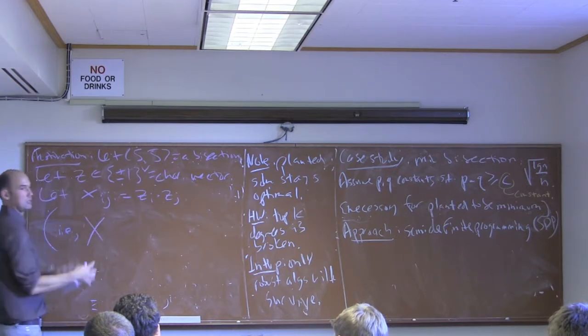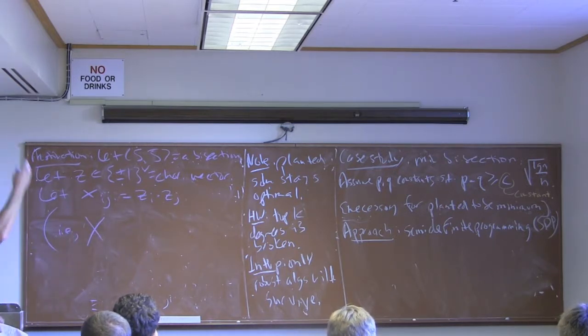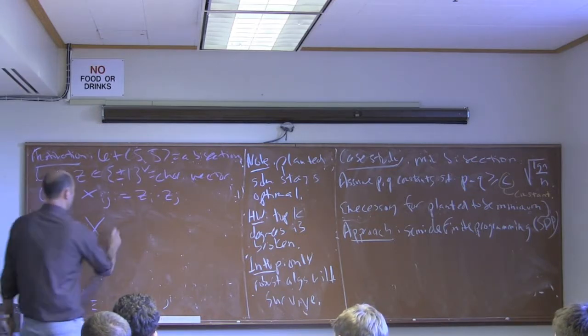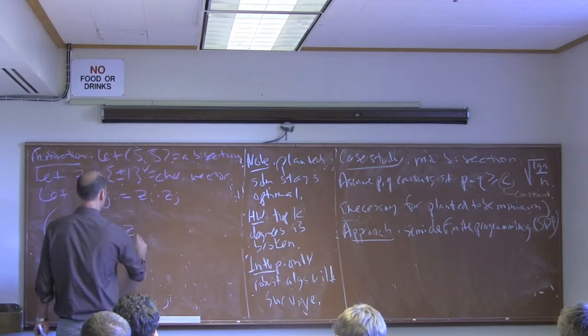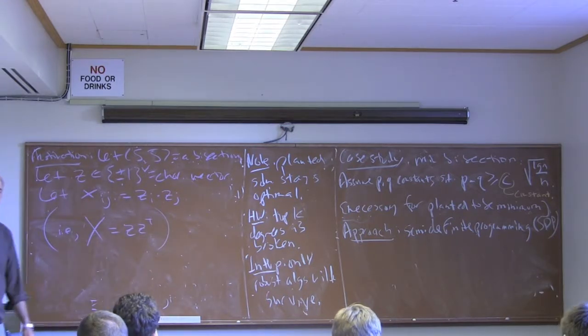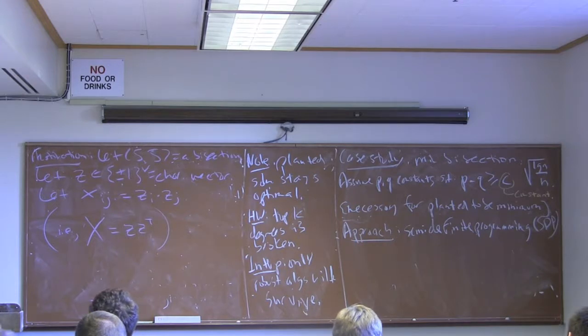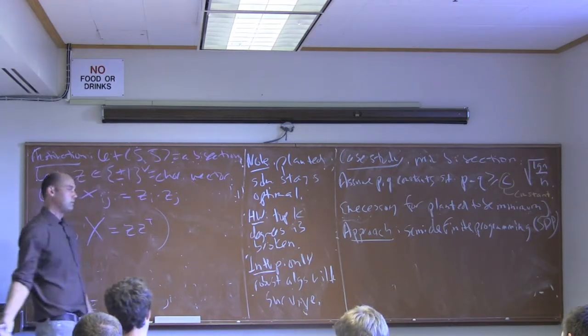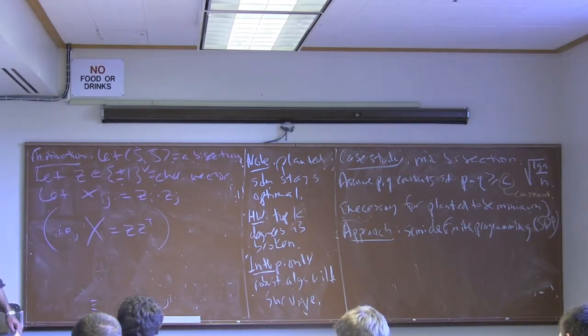So if X denotes the matrix of all the xij's, indexed by vertices, both on the rows and on the columns, this is just the outer product of the z vector. So z z transpose just means the matrix of the zi zj's. All right. So, okay, you can do that.